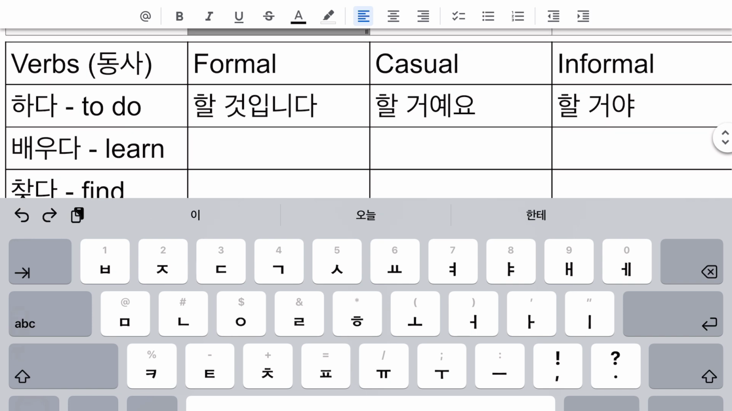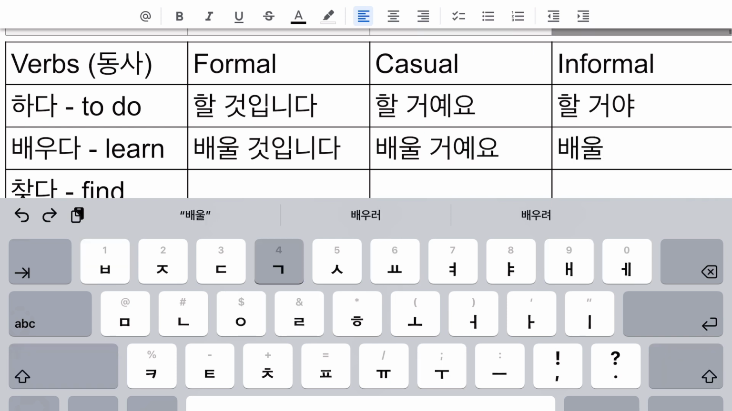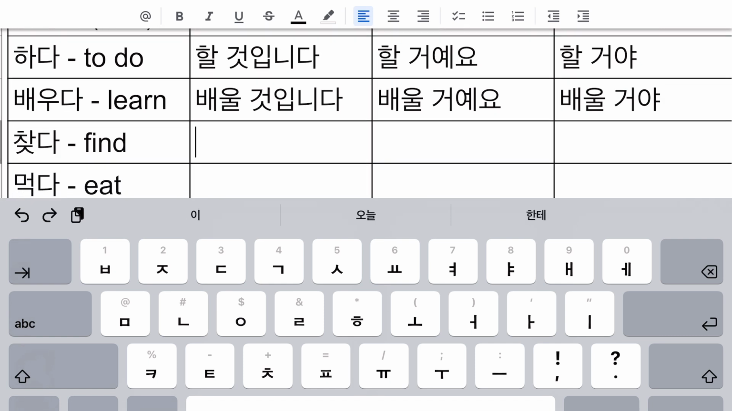So 배우다, it's the same. Take off the da. It ends with a vowel, so we need to put the ul. 것입니다. 배울 것입니다. 배울 거예요. 배울 거야.